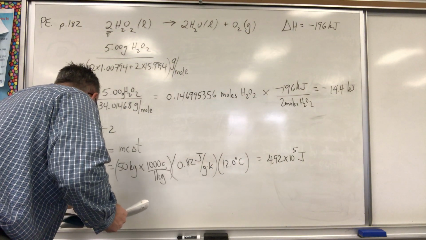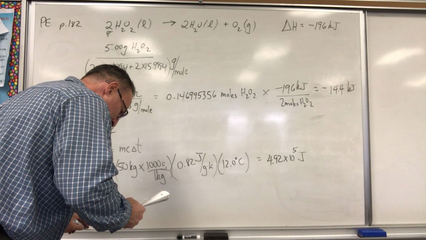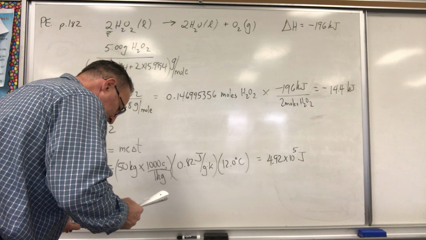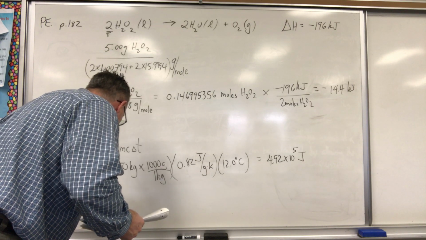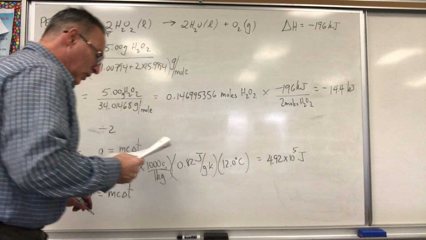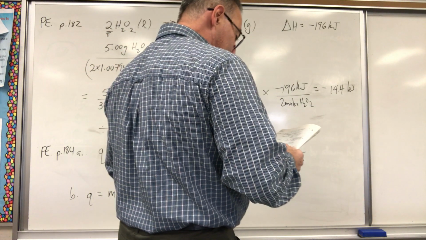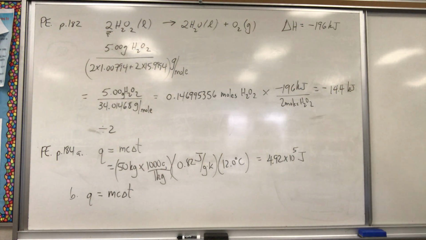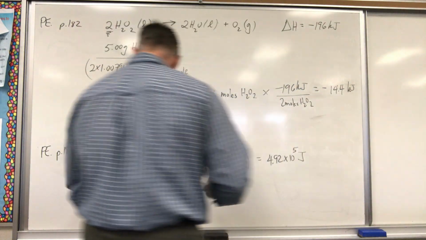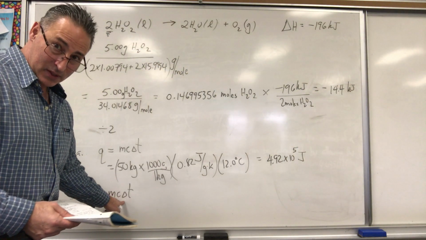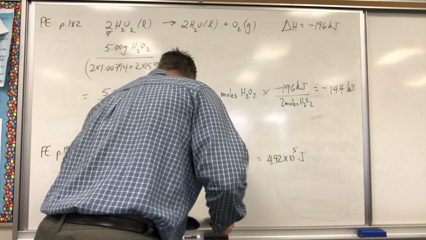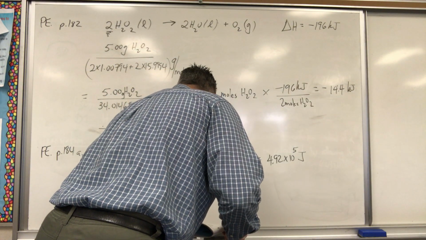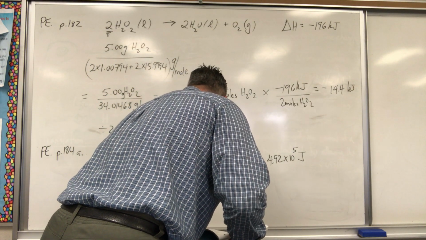B. Q is equal to MC delta T, in this case. And we're looking for the delta T when 450,000 kilojoules of energy is released by 50,000 grams of rock with a specific heat capacity of 0.82 joules per gram degree. So we're going to rearrange this equation to solve for delta T. That's going to look like this: Q over MC is going to give you the delta T.